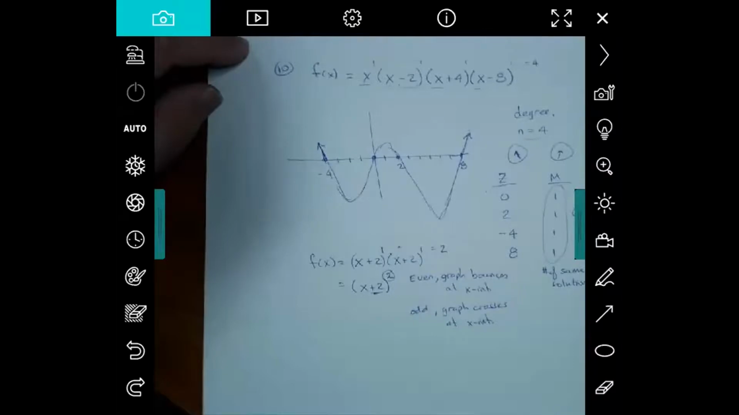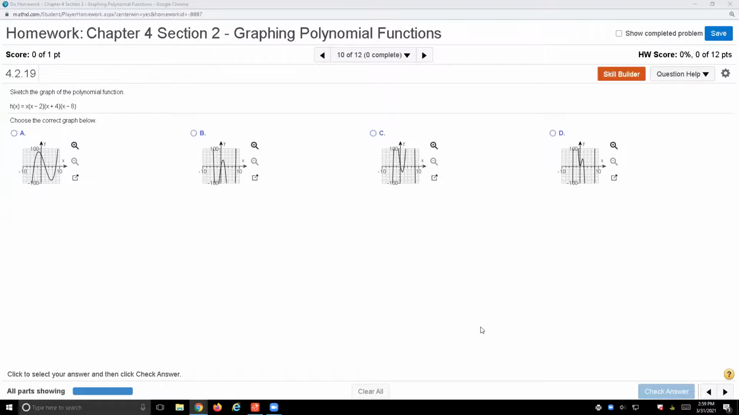Let's go back to the question on the computer. So our picture matches which one? W. Has to be B. It can't be A because both ends point in different directions. Can't be C or D because, well, D points different directions. Can't be C because it points down. It has to be B. We have 4 x-intercepts and they both go up.